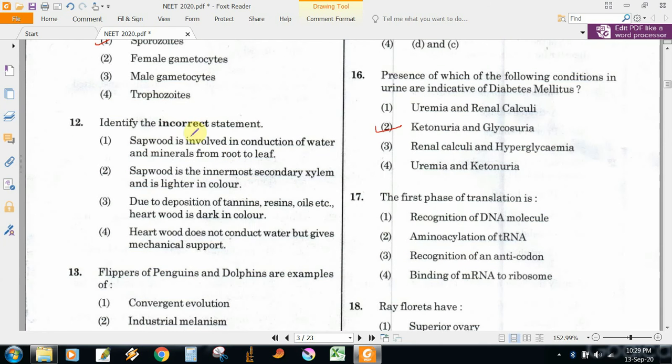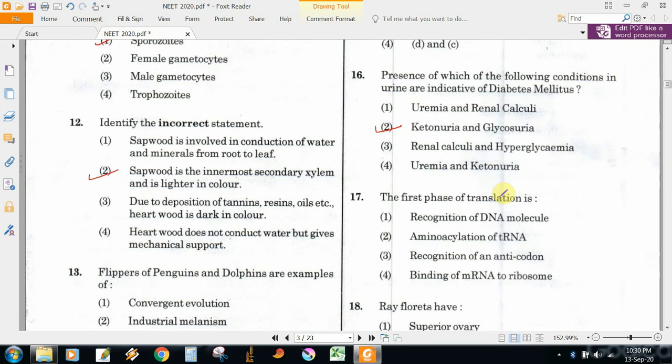Now, moving on, identify the incorrect statement. Sapwood is involved in conduction of water and minerals from the root to leaf. It is true. The second one is sapwood is the innermost secondary xylem and it is lighter in color. No, it is lighter in color, but however, it is not innermost, it is the outermost. Hence, the second statement is the incorrect one. So, the innermost layer is actually the hardwood, right?